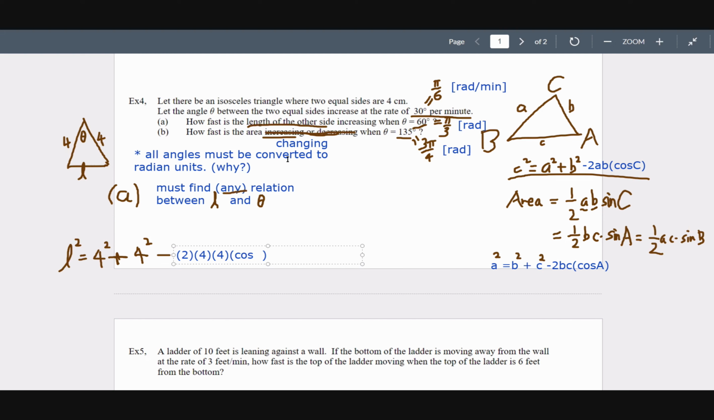So we have this. Do you think that is a good relation? Class, do you like this relation between theta and L? What do you think? We can have that relation. But this is not the only way we can set up a relation. Actually, there's a better relation. You know what that is?